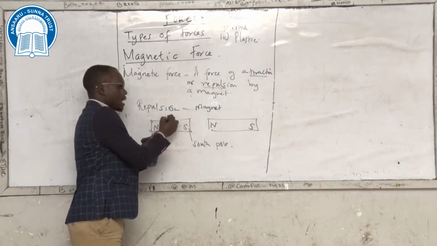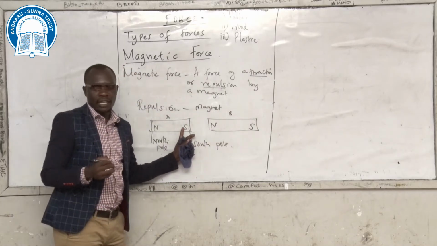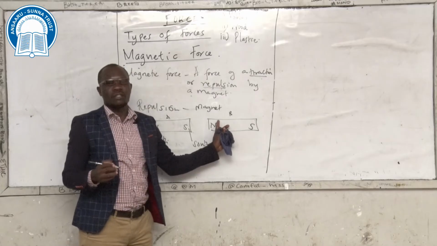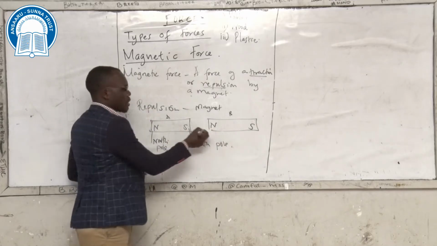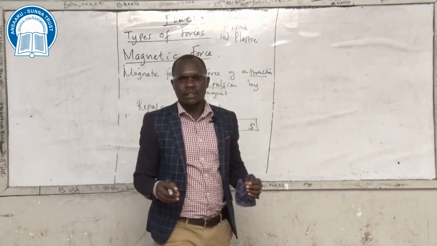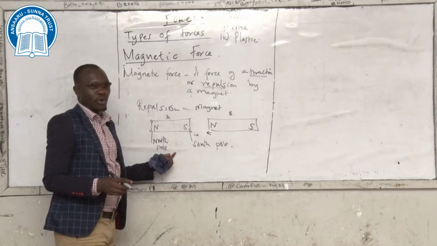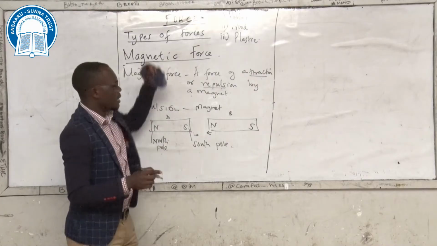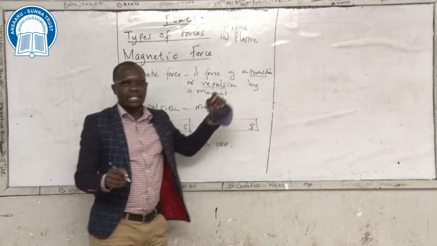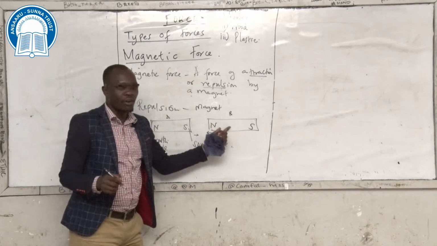This is magnet A, this is magnet B. And I'm bringing a south pole of magnet A closer to a north pole of magnet B. The two magnets are going to experience a force pulling them towards each other, and therefore attraction takes place. So attraction can take place between a magnet and a magnetic material. Attraction can take place between opposite poles of a magnet.